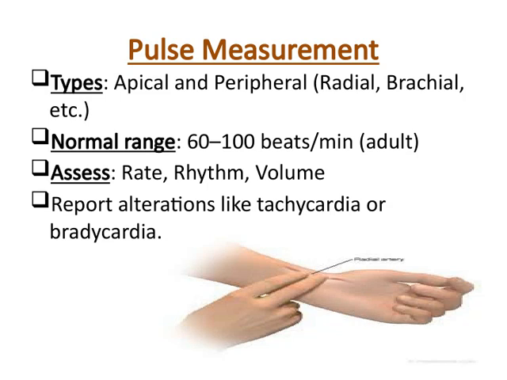Now let's talk about pulse measurement. There are two main types we commonly assess: apical and peripheral. Peripheral pulses include radial, brachial, and other sites. When measuring the pulse, we're looking at a few key factors. First is the rate, which for adults typically ranges from 60 to 100 beats per minute. Next, we evaluate the rhythm, whether it's regular or irregular, and the volume, which tells us the strength of the pulse.